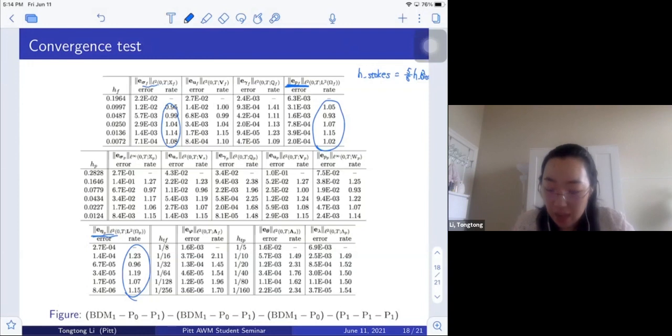as expected. And now for the Lagrange multipliers, since in this case our Lagrange multiplier spaces are basically in H^{1/2} norms, they exhibit order h^{3/2} convergence, which is also expected when we are using a P1 element approximation. So that's for the convergence test.